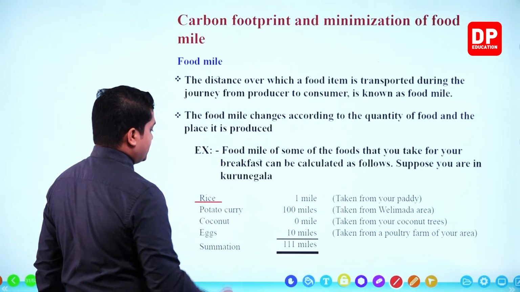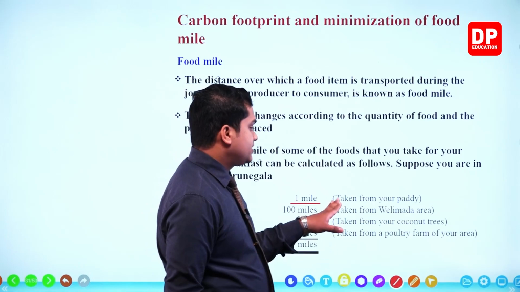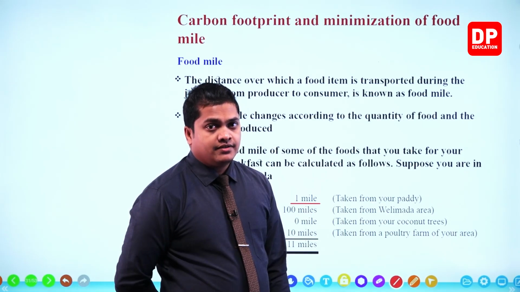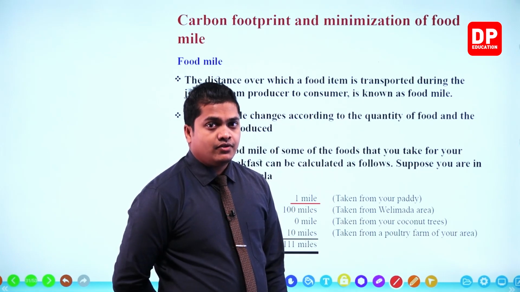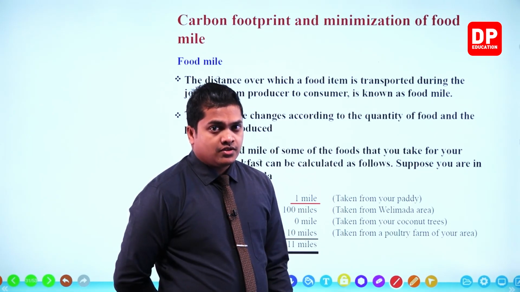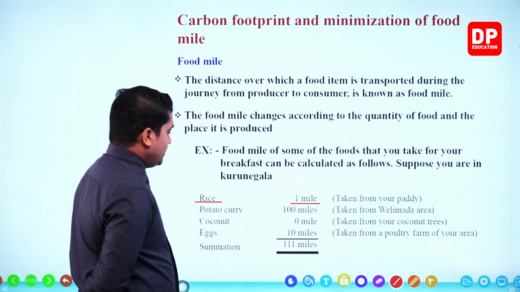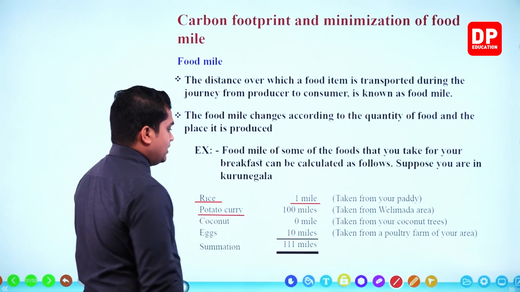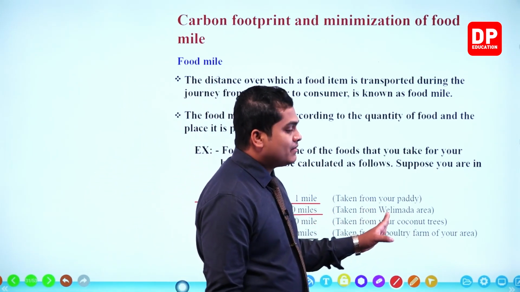For the breakfast, my dear children, the first one is rice. Rice has traveled only 1 mile. That means it is taken from your paddy field. Let's imagine that we have a paddy field near our Kurunegala area. So from that paddy field we can get rice, and therefore the distance which the rice has traveled is around 1 mile. Next one, potato curry. With rice there was potato curry. Potato curry has traveled about 100 miles because it was taken from the Velimada area.